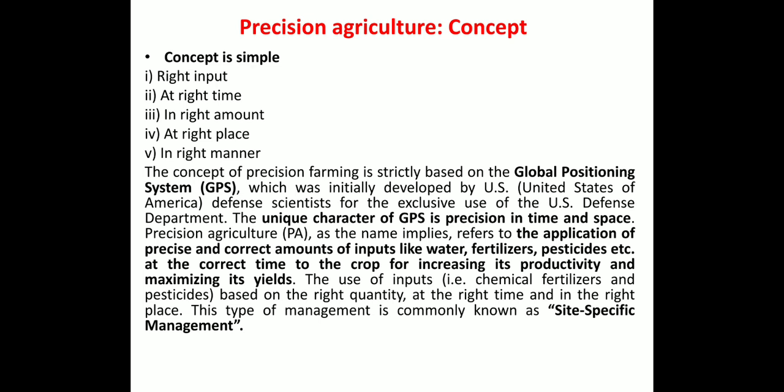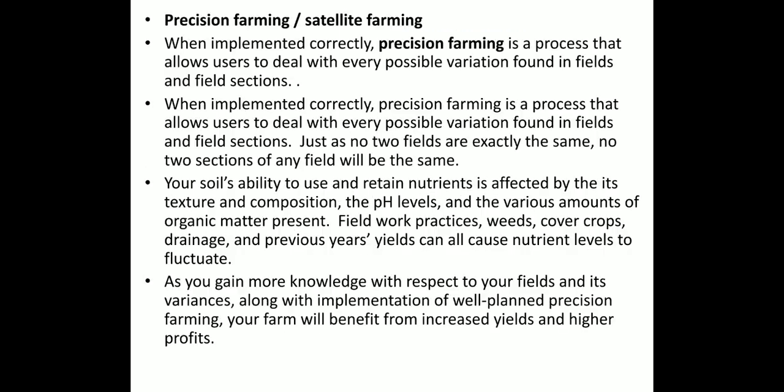As the name implies, precision agriculture refers to the application of the precise and correct amount of inputs like water, fertilizer, pesticide, etc. at the correct time to the crop, for increasing its productivity and maximizing its yields. This is the concept of precision agriculture. It is also called satellite farming.